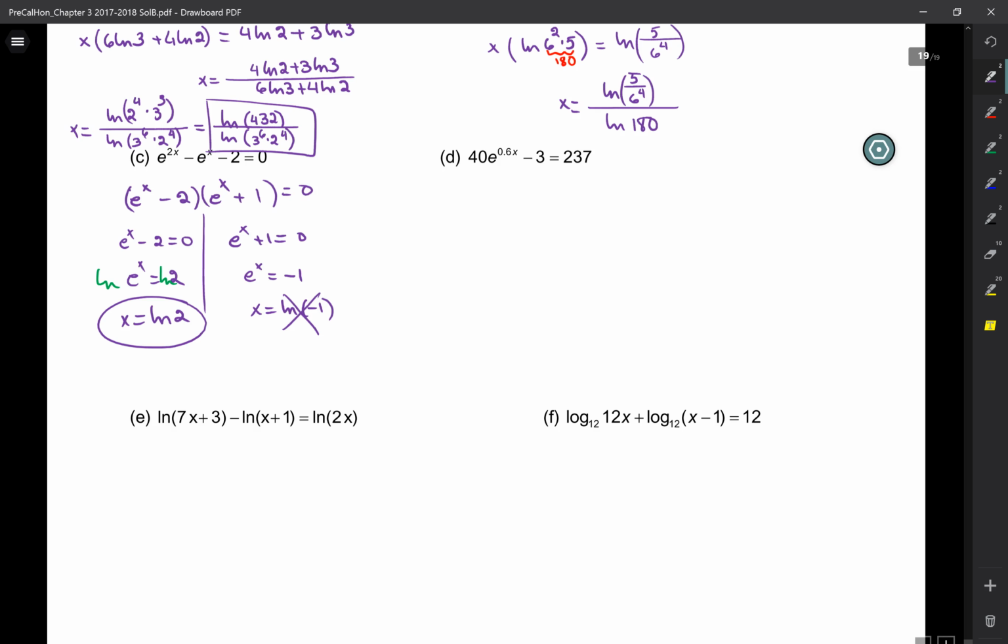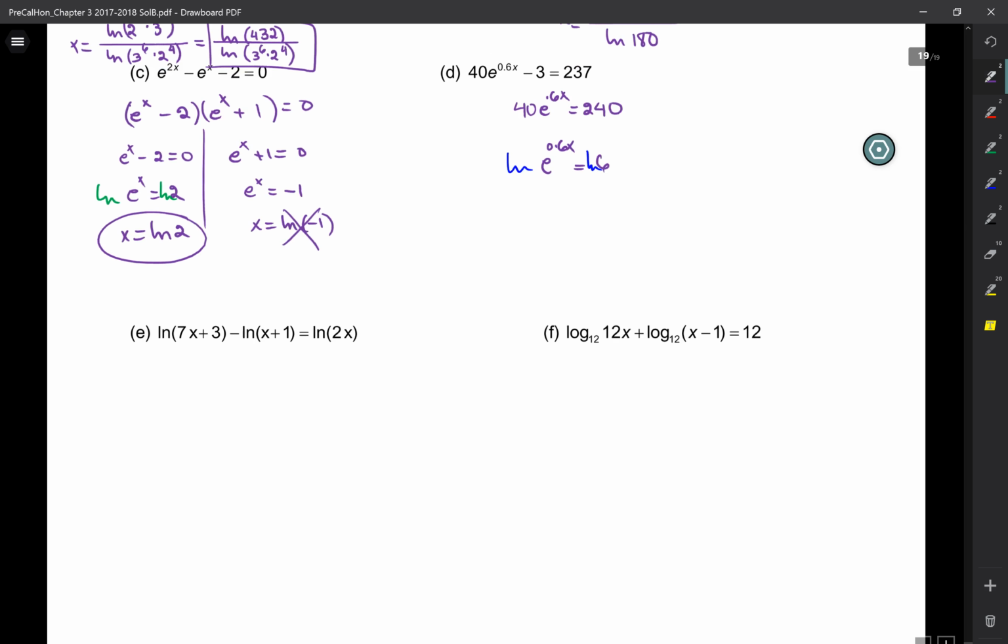Okay, so here we add 3. And then we divide by 40. So far, not very exciting at all. Then I take the ln of both sides, and I get that 0.6x is equal to ln of 6. Yep. And we can put that in the calculator. And because we don't want to mix 0.6 in a fraction, what do we get there?